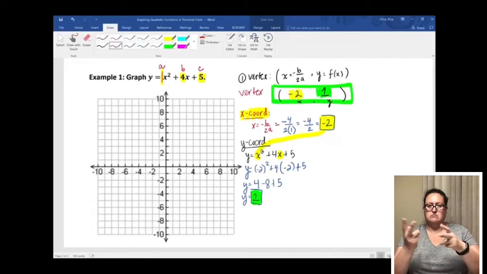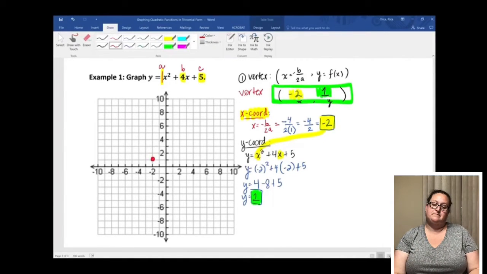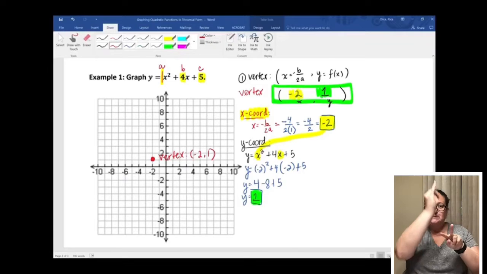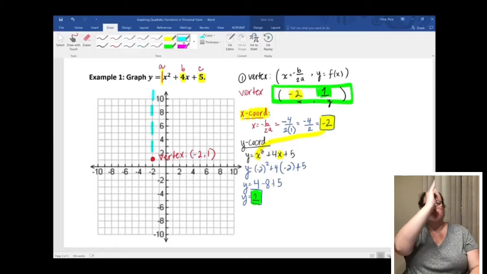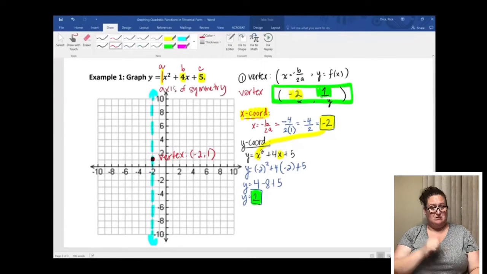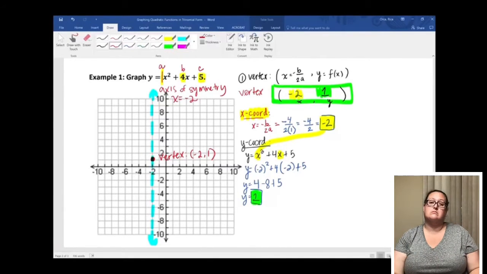Now let's plot it. Negative 2, comma 1. Label it vertex. And as we know, our axis of symmetry will also fall on top of our vertex. So go ahead and draw your axis of symmetry. The axis of symmetry is at x equals negative 2. Okay, so now that we've labeled that, let's go ahead and identify our scale factor.